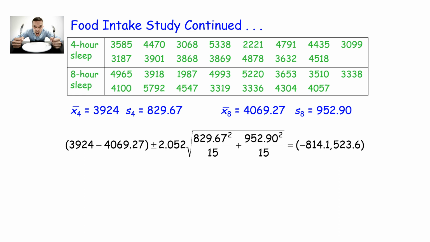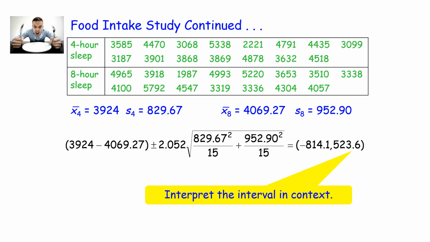And so here we'll see x bar sub 4 minus x bar sub 8 plus or minus our t critical value times the square root of the sample standard deviation squared divided by 15 plus the sample standard deviation of the 8 hours squared divided by 15, giving us negative 814.1 and 523.6. So now we want to interpret this in terms of our context.